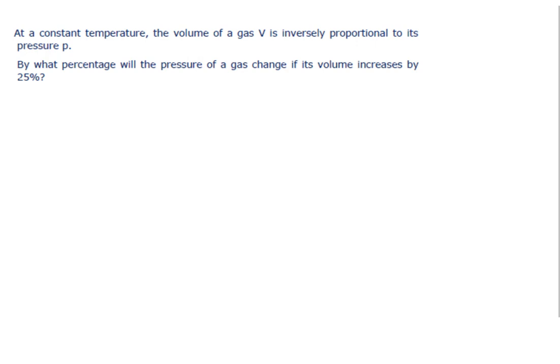At a constant temperature, the volume of gas V is inversely proportional to its pressure P. Okay, so again, V equals K over P. By what percentage will the pressure of a gas change if its volume increases by 25%? Okay, so what we'll say is let V1 be the 100%. So we'll just make it 100.